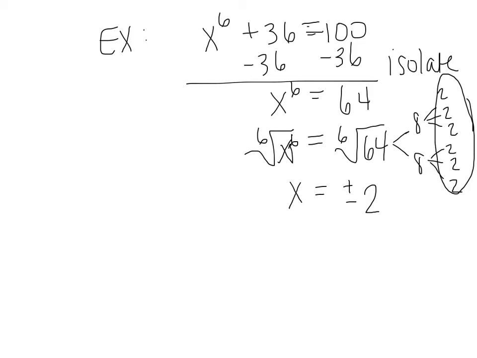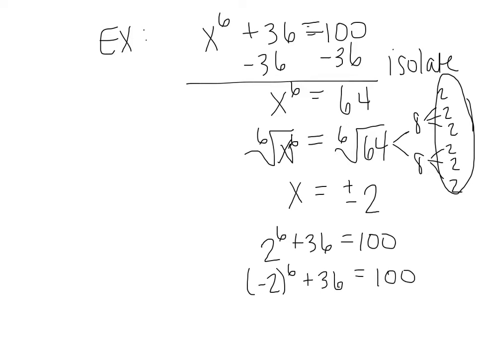Why do I have to use my plus or minus? Because look what happens when you go to check your answer. We need 2 to the 6th plus 36 equals 100. Well, also, negative 2 to the 6th plus 36 also equals 100. Both 2 to the 6th and negative 2 to the 6th are 64, so that's why we're putting our plus minus on here.